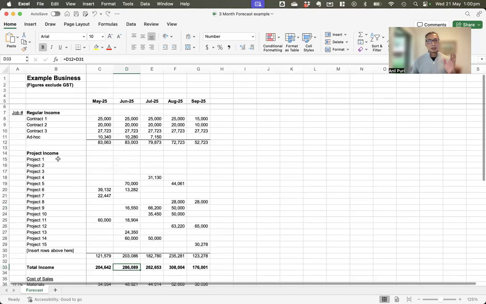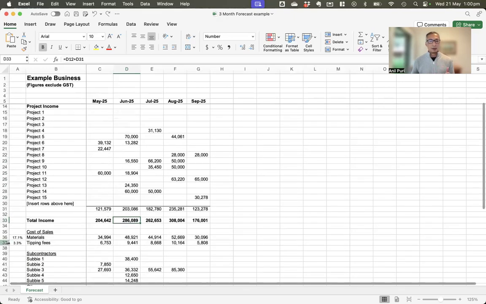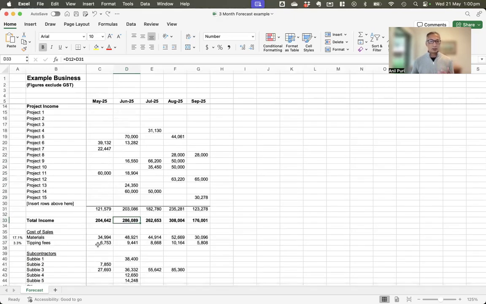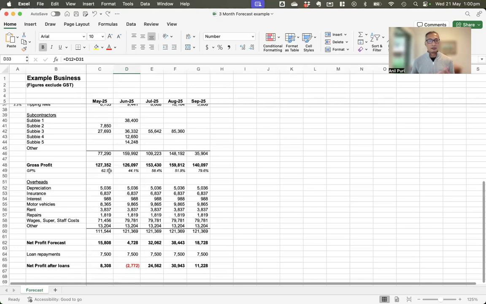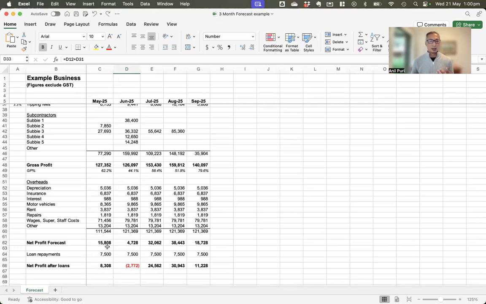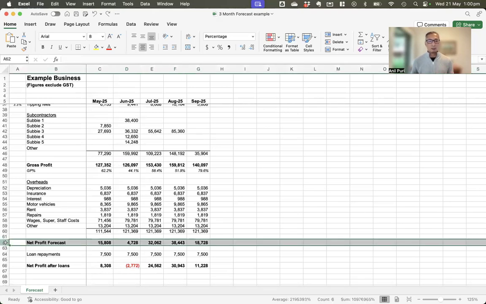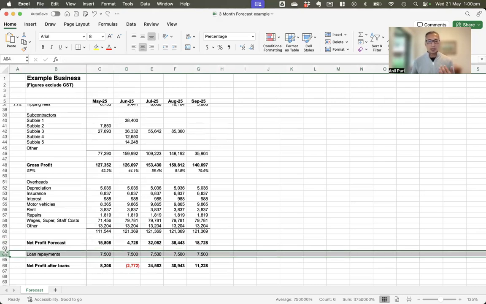So you can see it's got income up here. You've got some cost of sales assumptions based on history, and then you've got your overheads down here, and then it calculates what the estimated net profit would be for those months, and also any loan repayments that aren't in your expenses and so on.